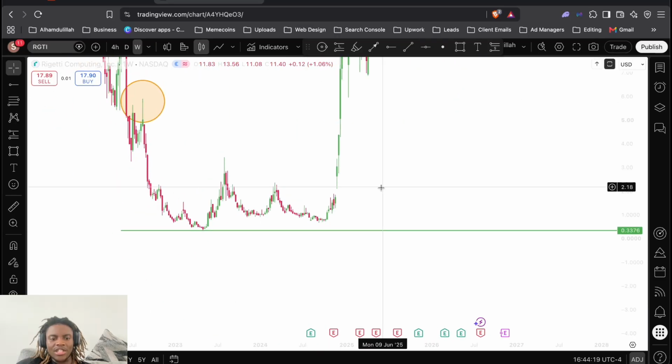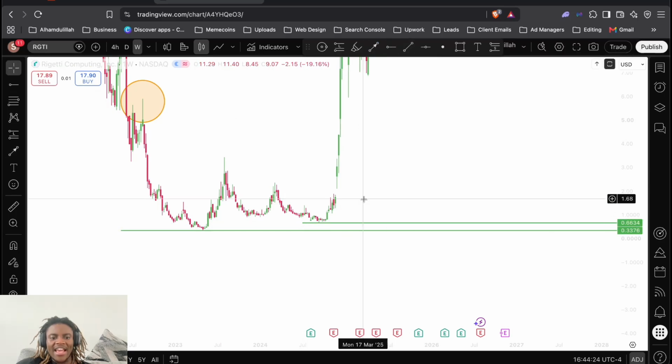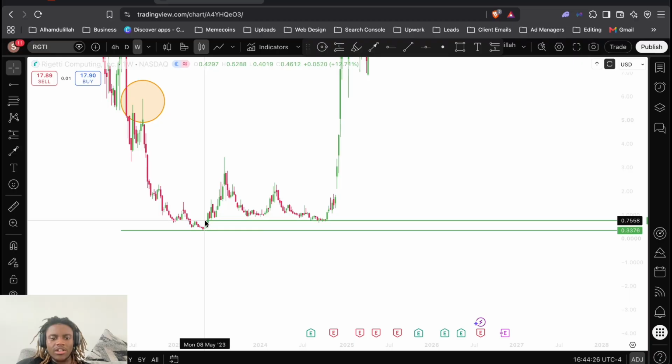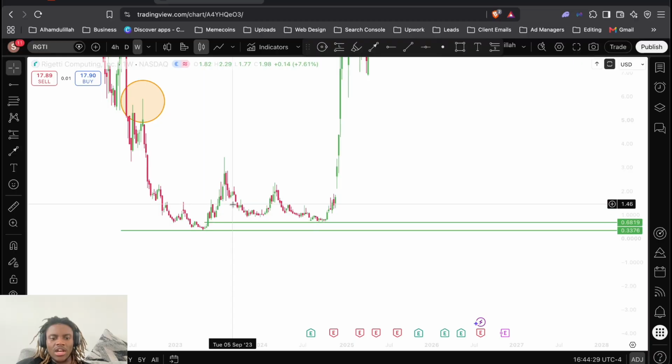From there, it started catching its wind. It started making this low, and then we made a higher low. So the market started putting in higher lows.